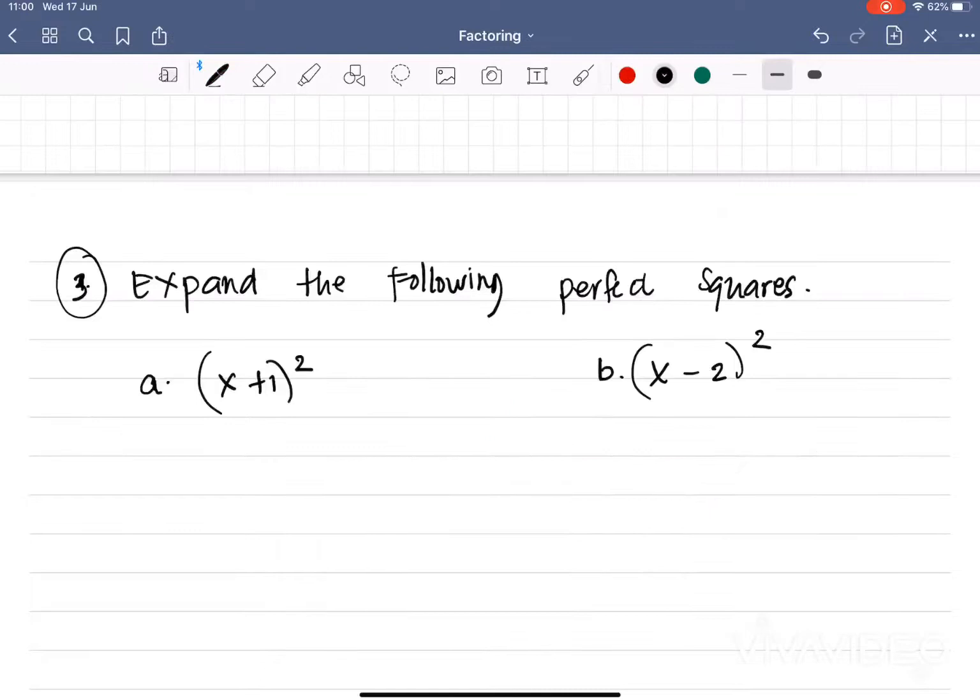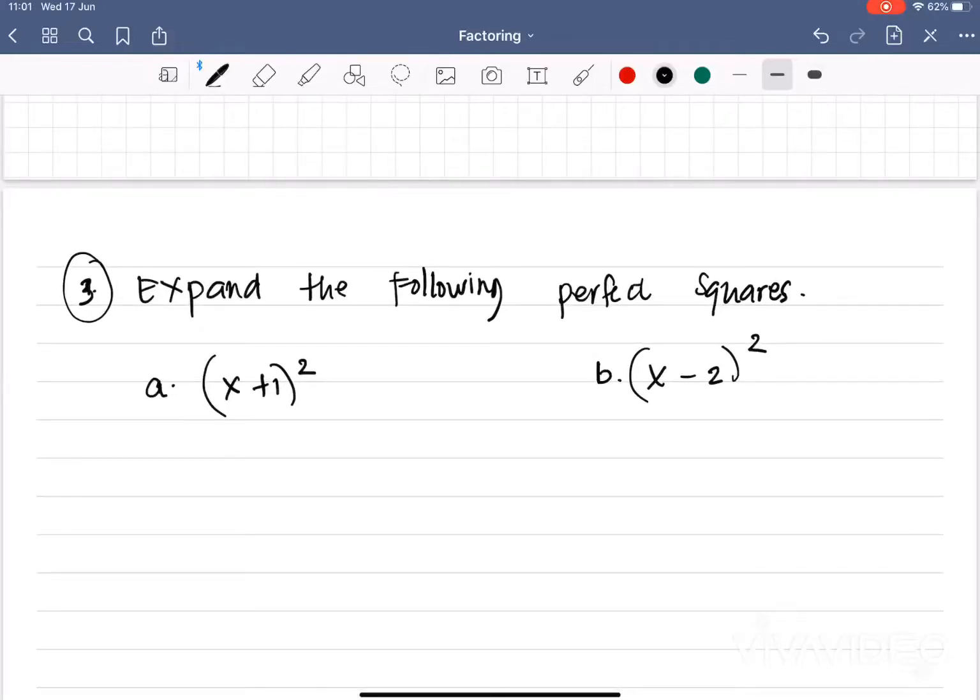For example number 3, we are going to do the opposite. We are given the factored form and we're going to expand this into a perfect square. So we will still be using the formula, and then we know that this is plus, so obviously it should be in the form a squared plus 2ab plus b squared. So our a here is equal to x, our b is equal to 1.